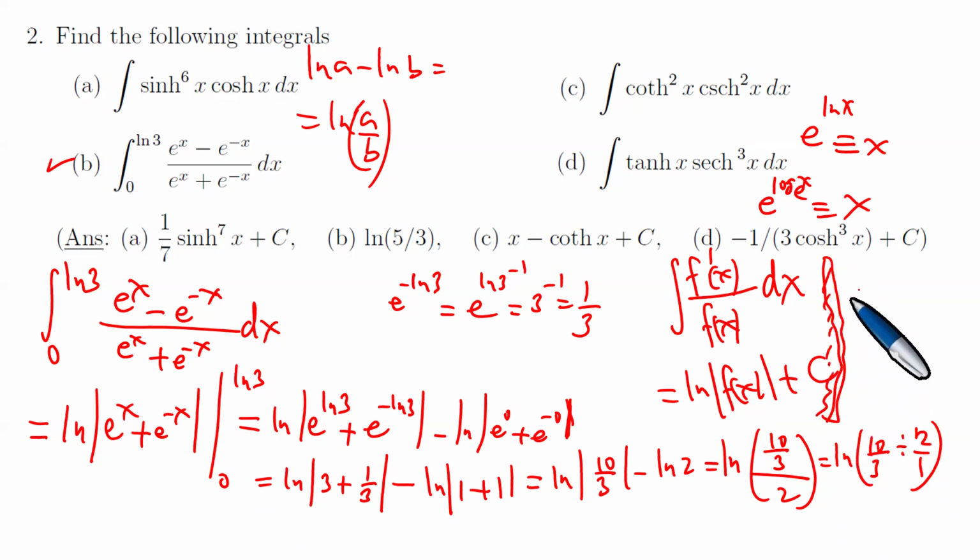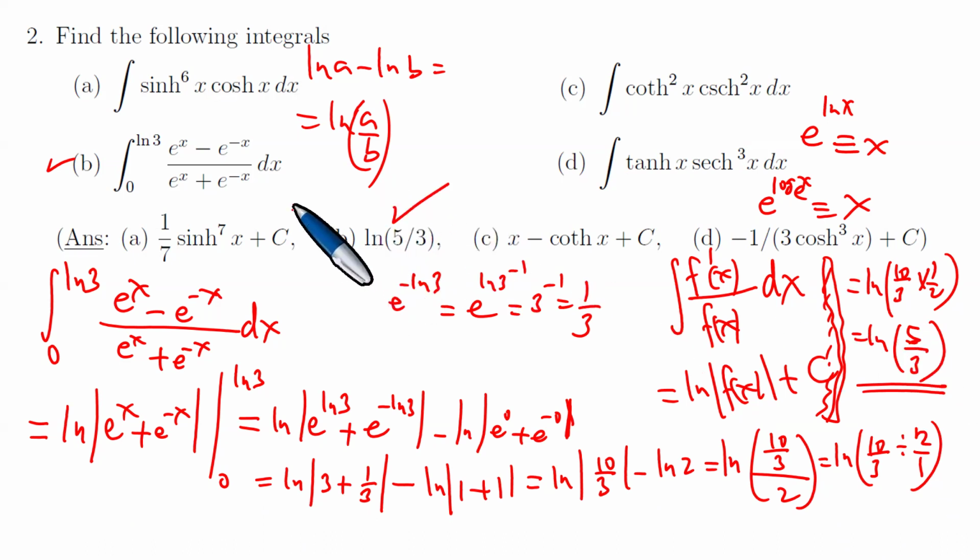And then what is this? This is actually the ln of 10/3 multiplied by 1/2, which is the ln of 5/3. So the answer is the ln of 5/3. Exactly what they gave. We're getting exactly the answers they gave in the tutorial as part of the TAT.